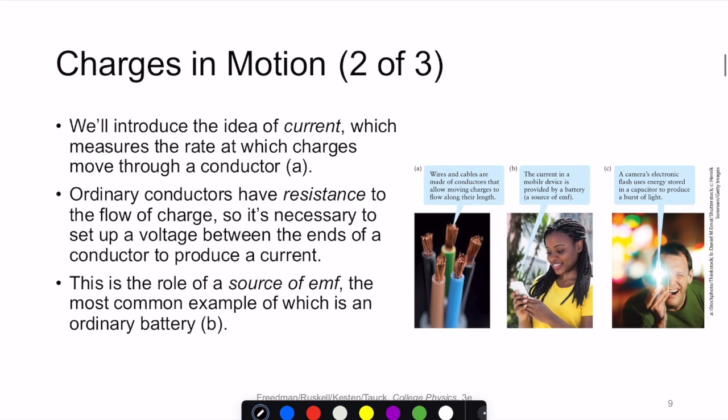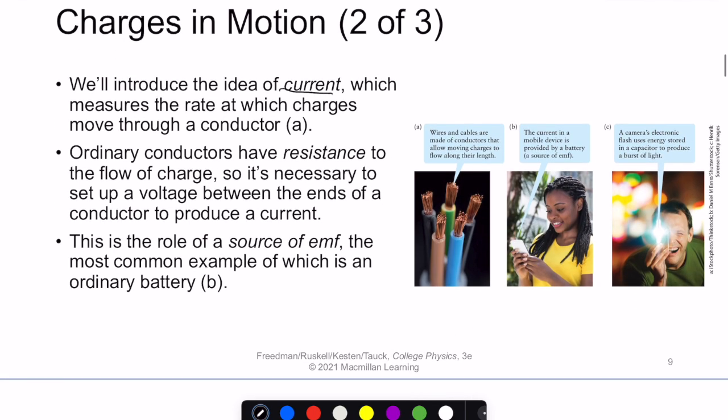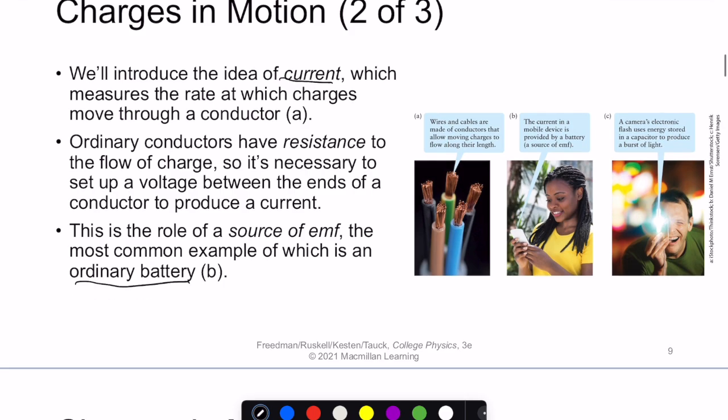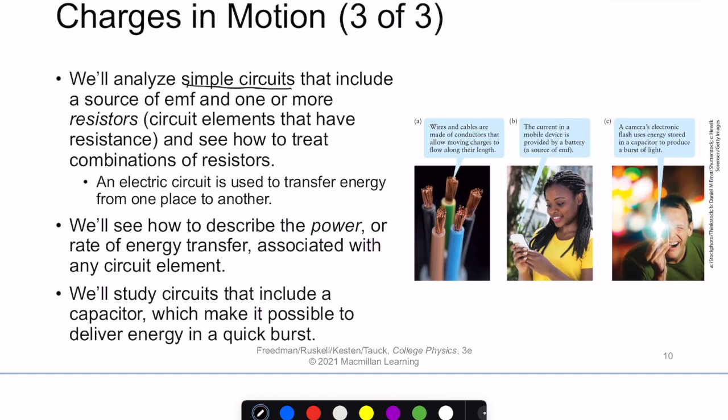So we're going to define some new quantities. One of them is called the current. It's just a rate of change of charges, and we'll talk about that. And then we'll also really examine batteries from a new perspective. We're going to also analyze simple circuits.